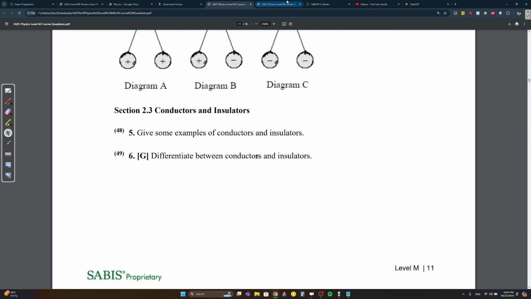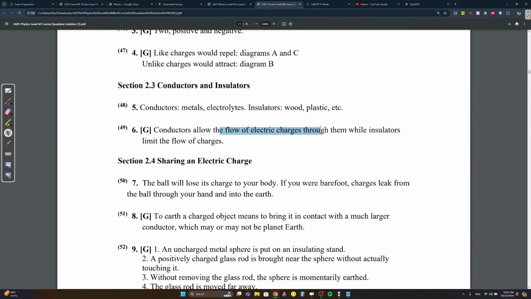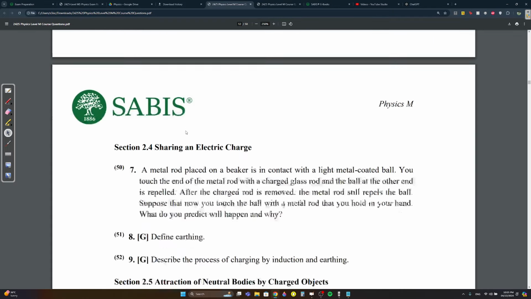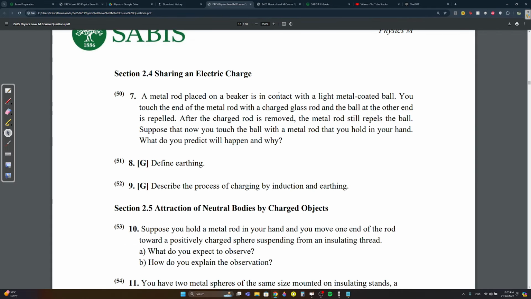Differentiate between conductors and insulators. Conductors are materials that allow the flow of electric charge, but insulators limit that. A metal rod is placed on a beaker. It's in contact with a light metal coated ball. You touch the end of the metal rod with a charged glass rod, and the ball at the other end is repelled. After the charged rod is removed, the metal rod still repels the ball. Suppose now that you touch the ball with a metal rod that you hold in your hand. What do you predict will happen and why?